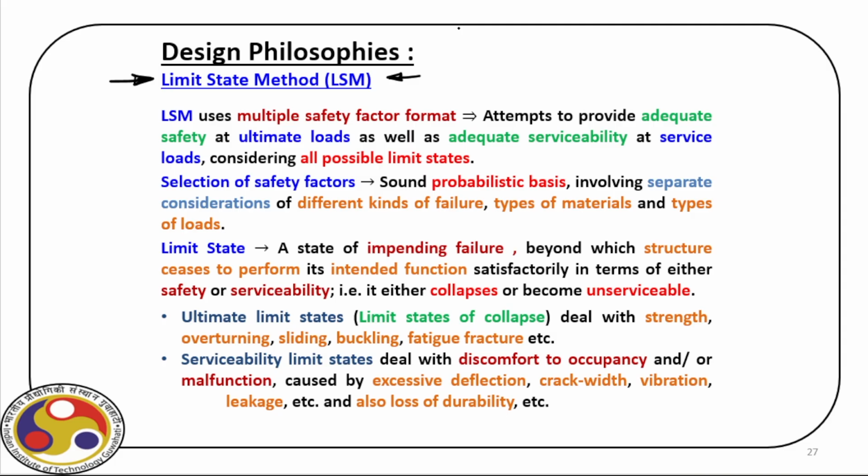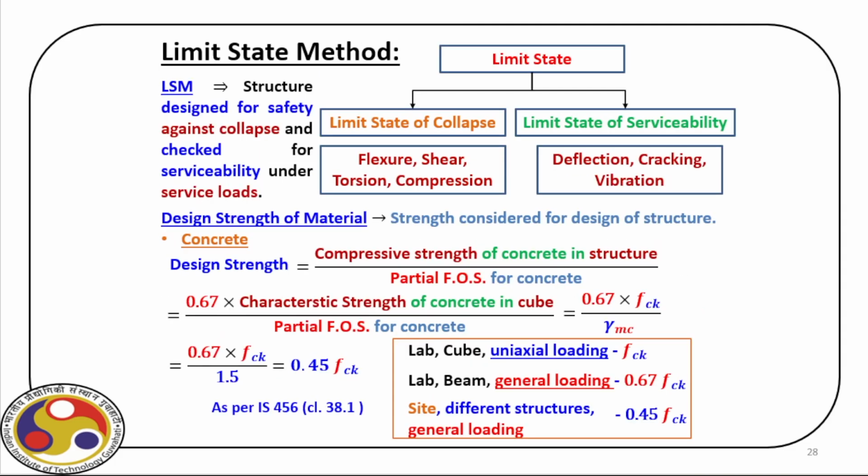Here in this limit state method, we consider different types of limit states. For example, we have collapse and we have serviceability. So we have limit states for collapse that deal with flexure, shear, torsion, compression, and then we talk about limit state of serviceability that deals with deflection, cracking, and vibrations, right? So we have multiple limit states that are required when we go for this limit state design.